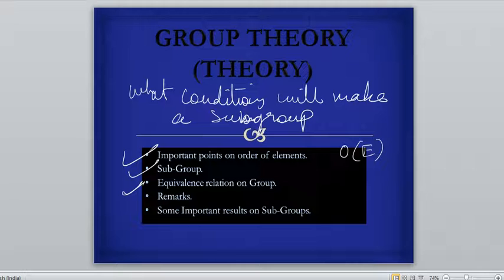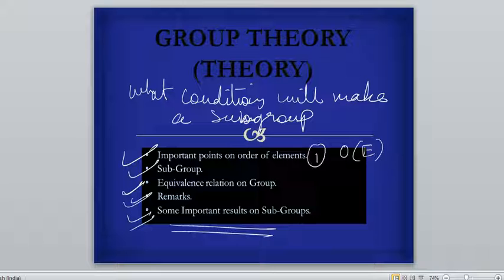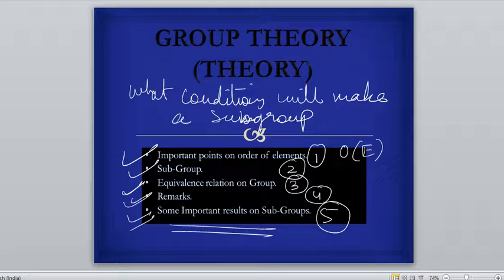Then we are going to learn points on equivalence relation. On the groups we are going to see how equivalence relation happens. Then some remarks, some important points, and some important results on subgroups will be explained to you. So today's topic, we are going to do 1, 2, 3, 4 and 5 points.